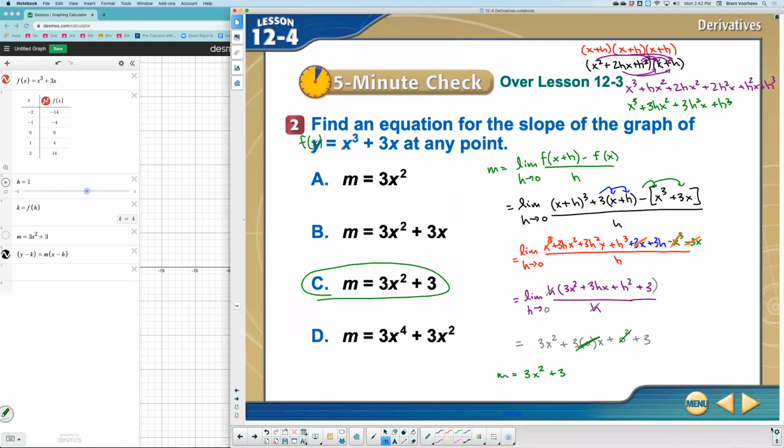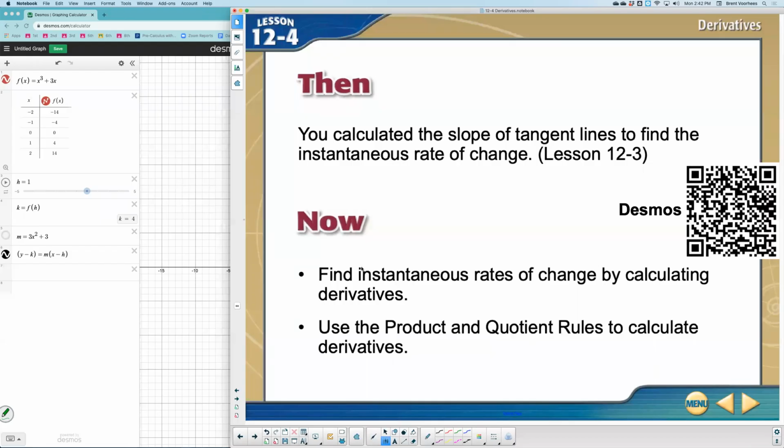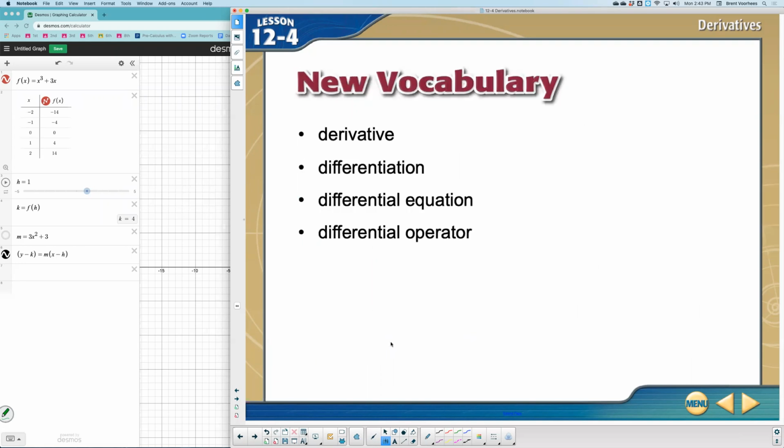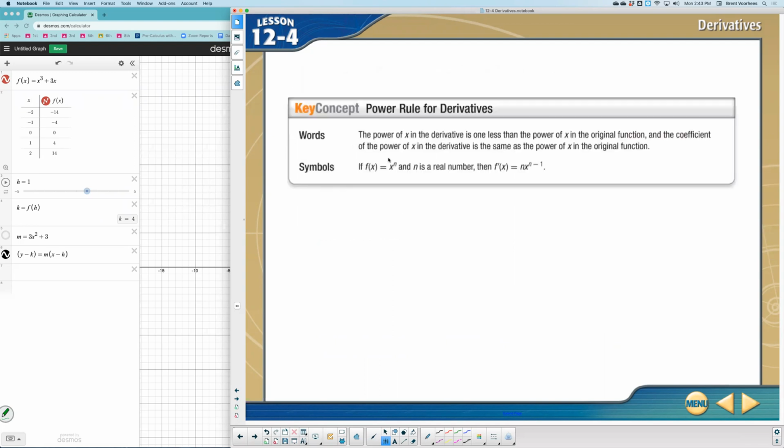Now that was a hard way of doing it. Let's learn about some shortcuts, what's called a derivative. So we are going to find instantaneous rates of change by calculating derivatives. It's a lot easier than using the limits. So a derivative is just what I've been talking about. The derivative is going to find the instantaneous slope or rate of change or velocity in any equation.